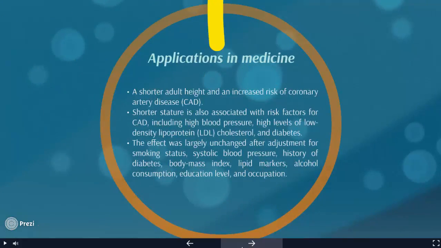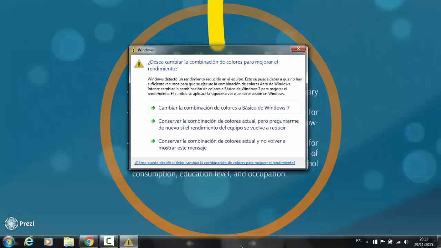Applications in medicine: a shorter adult height increases the risk of coronary arterial disease. The shorter stature is also associated with the risk factors for CAD, including high blood pressure, high levels of low-density lipoprotein cholesterol, and diabetes. The effect was largely unchanged after adjustment for smoking status, systolic blood pressure, history of diabetes, body mass index, lipid markers, alcohol consumption, education level, and occupation.